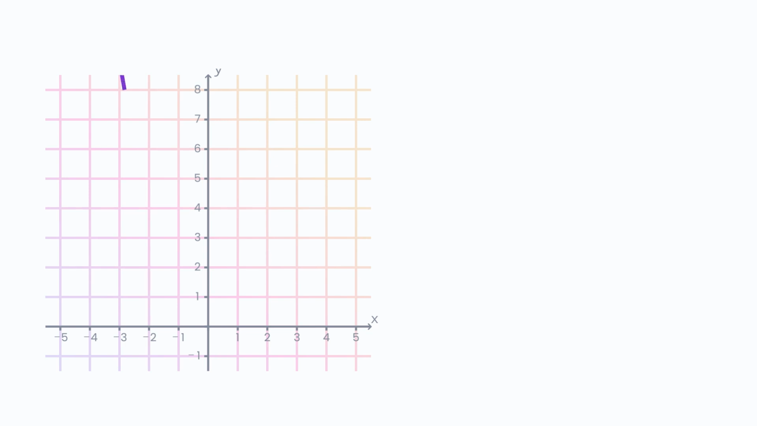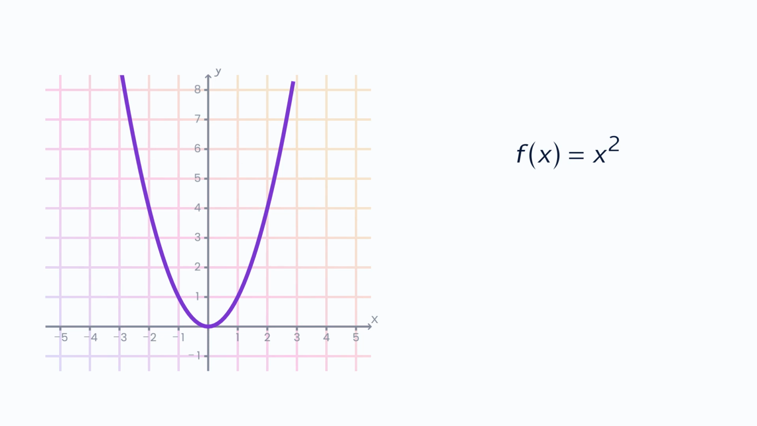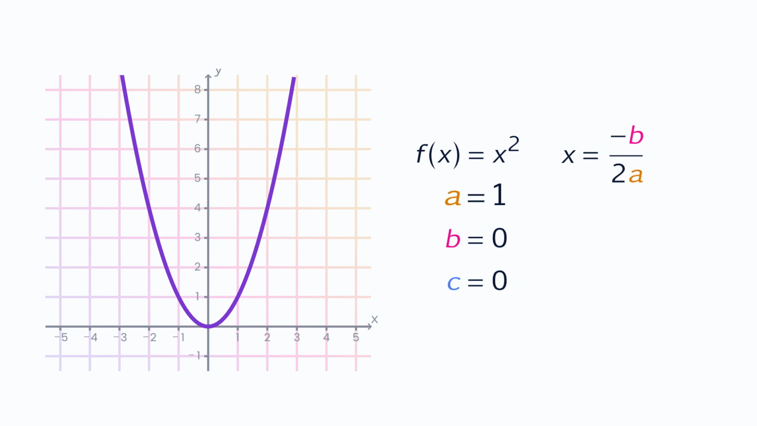You have the function f of x equals x squared. Here, a equals 1, and b and c equal 0. You want to find the axis of symmetry of this function. So you insert the values for a and b into the formula, x equals minus b over 2a. So the axis of symmetry in this case is x equals minus 0 over 2 times 1, which equals 0.